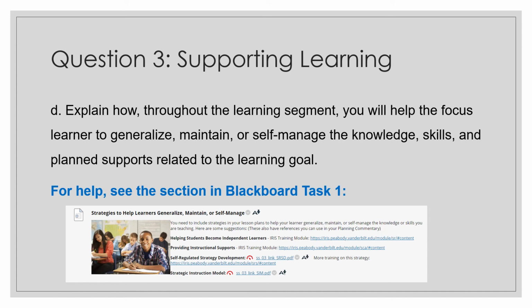There's a link in there that says strategies to help learners generalize, maintain, or self-manage. What I put in there are links from the IRIS Training Center for Special Education Teachers. If you've never been to their website before, it's fantastic. And they have all of these training modules that are very practical and very helpful.